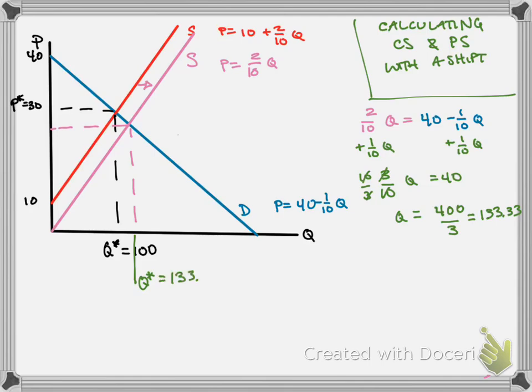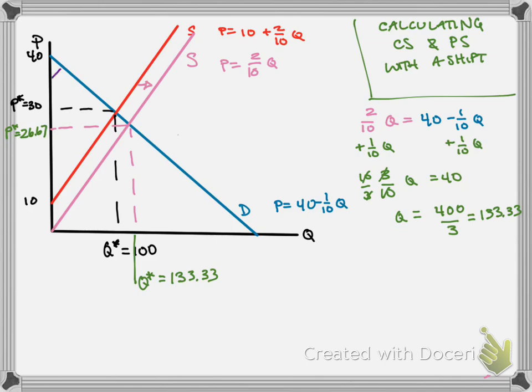I take that and I can plug it into the supply or demand. In this case, it might be a little easier to do supply. So times 2 divided by 10. And the new price, P star, is 26.67. So the price went down and the quantity went up. And so now we can calculate our new consumer and producer surplus.